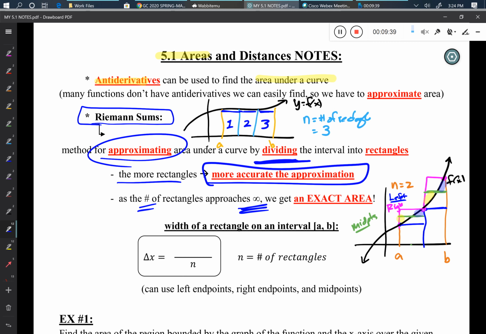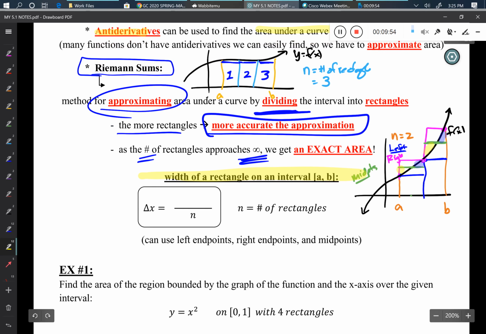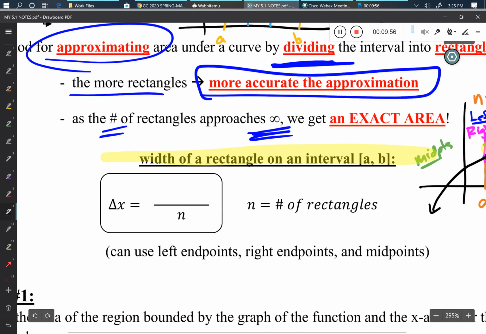Okay? Now, there is nothing about this process that requires the next step, but it does make it a little bit easier. For our work, we are going to be working with rectangles that have the same width. So in order to get the width to be the same, we are going to say that the width of the rectangle, and we're going to use the notation delta x, or the change in x, to represent the width of the rectangle.